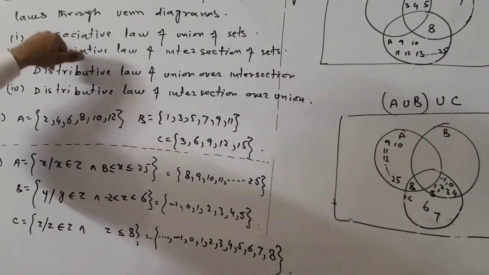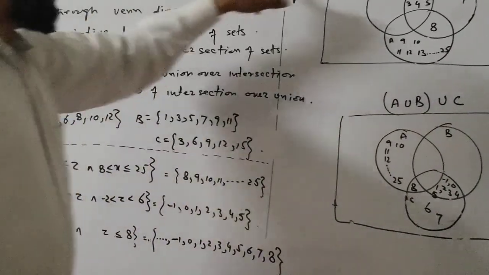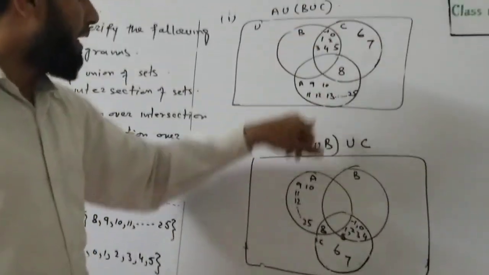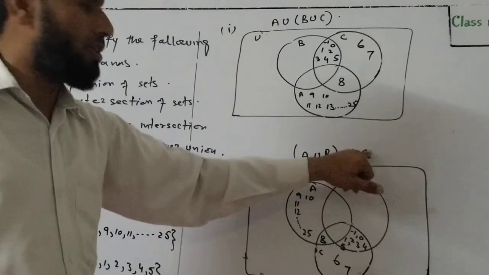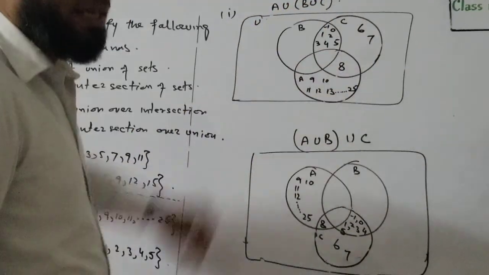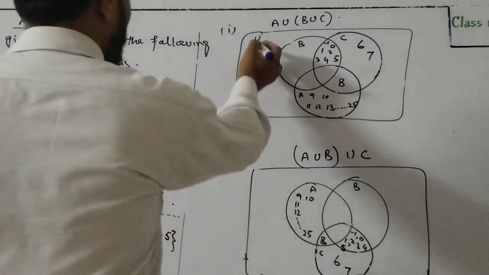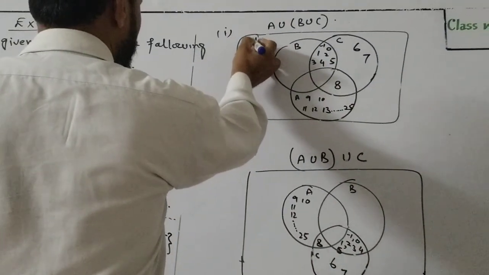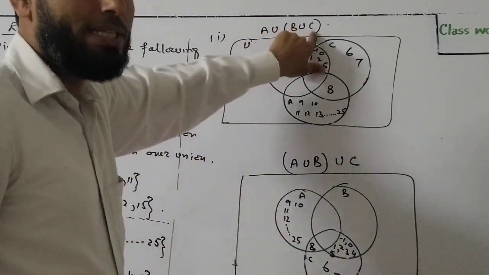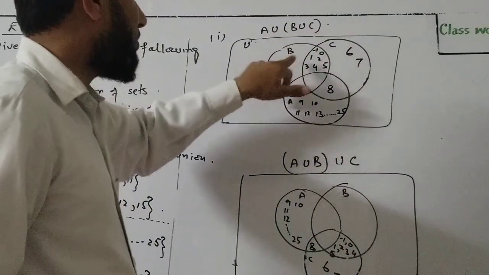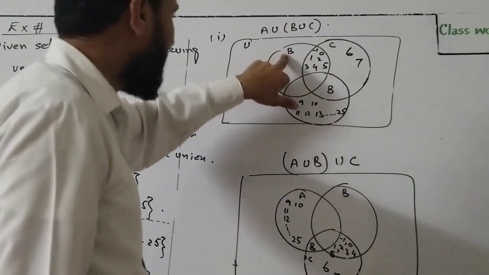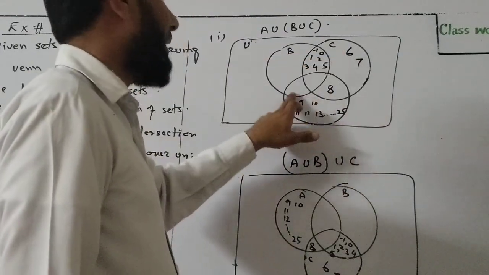So we have to verify the first property, the associative law of union of sets: A union (B union C) and (A union B) union C. So first we have to find B union C. For the associative property, we write the universal set as a rectangle, then we have to simplify sets B and C, the union of B and C. So we draw the circles of B and C first, and A last.